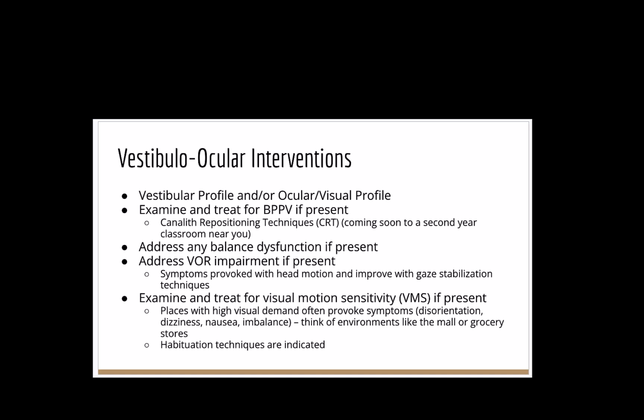Okay. VOR we talked about in lab, so you kind of know what that test looks like. If you see an impairment there, you're going to have to work through it. Gaze stabilization exercises are typically the most indicated for someone that has an impairment of VOR. And then they may present with visual motion sensitivity. So in that particular case, then we'll start working on habituation techniques.